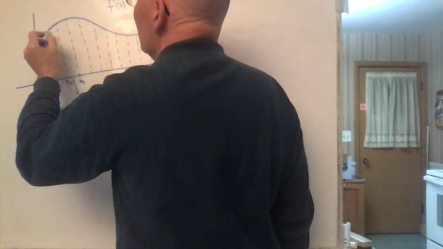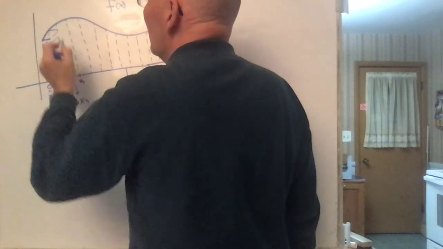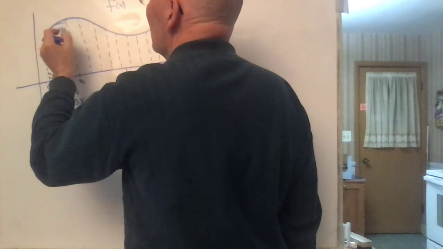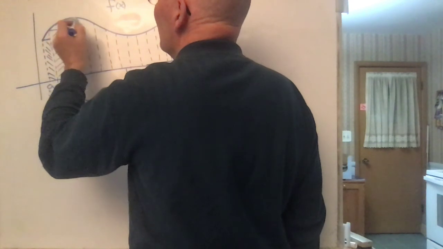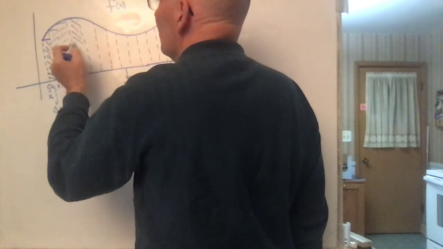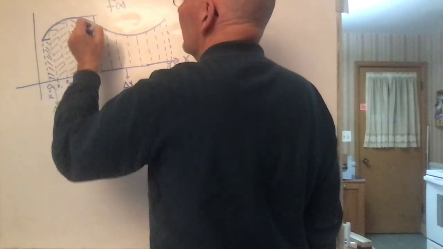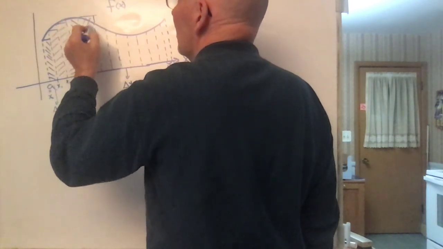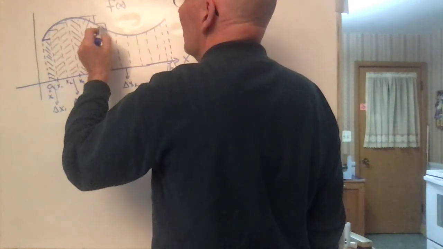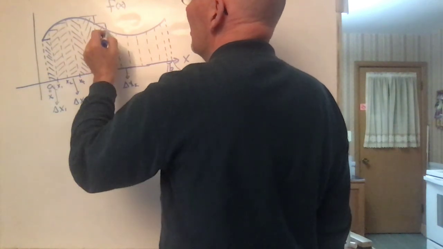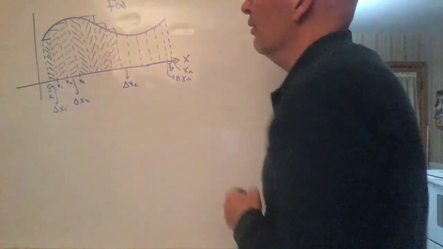Do the same thing here and fill that in. And the same thing here. Fill that in. Do the same thing here. Make them different so you can see them. Here, notice it's going to come out like this. And so on. And you get the idea. Go all the way across.